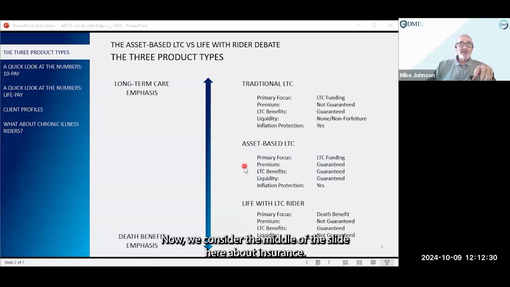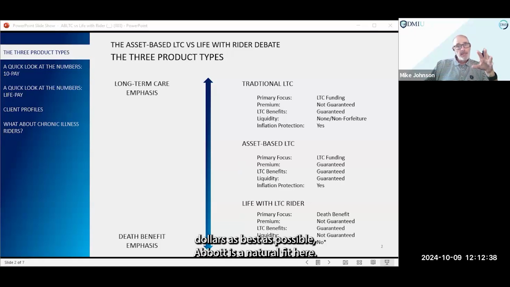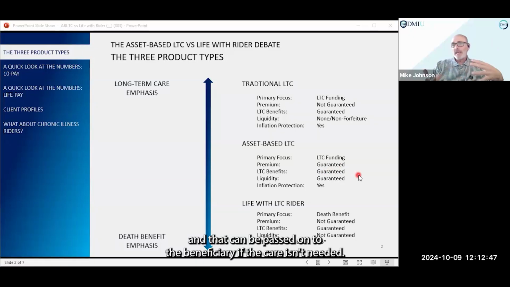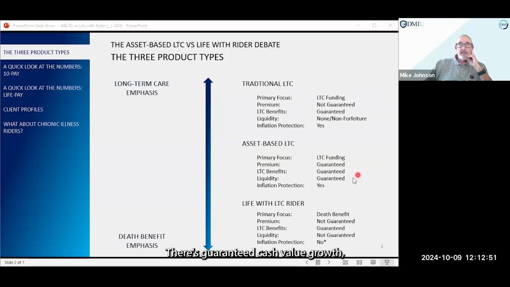Now, when we consider the middle of the slide here, ABLTC insurance. If the purpose of this insurance is to leverage those long-term care dollars as best as possible, ABLTC is a natural fit here. We offer guaranteed premiums. It offers a guaranteed death benefit, and that can be passed on to the beneficiary if the care isn't needed. There's guaranteed cash value growth that takes place to offer some liquidity in the contract.